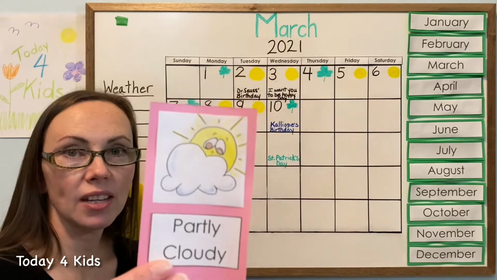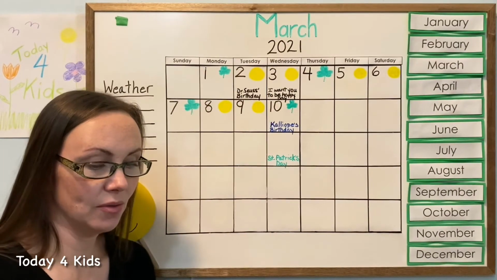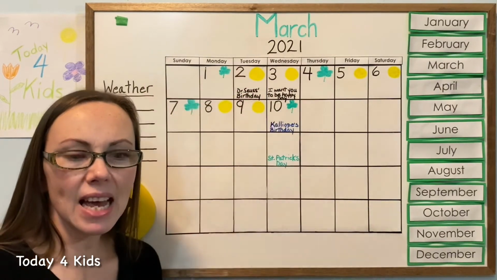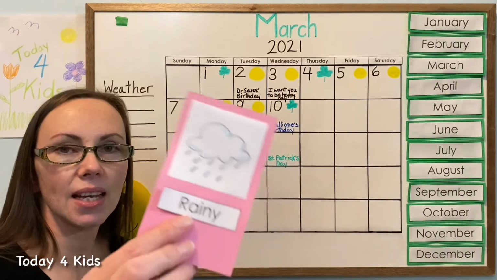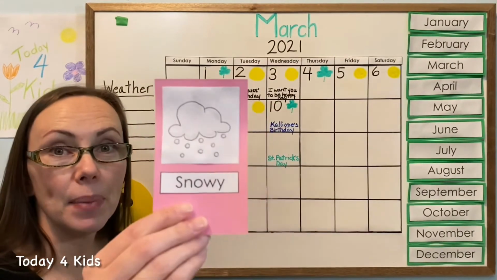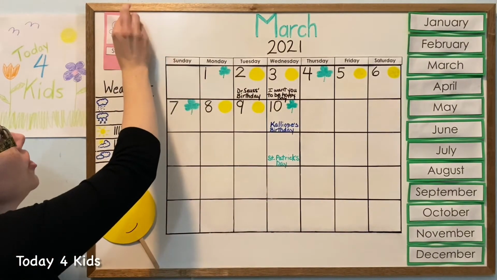What about partly cloudy, partly sunny? There's no sun where I am, so that one doesn't fit at all. What about cloudy? It is cloudy here, but the clouds are doing something. What about rainy? Is it raining for you? Not here, but it's snowing. So let's put snow on our weather chart.